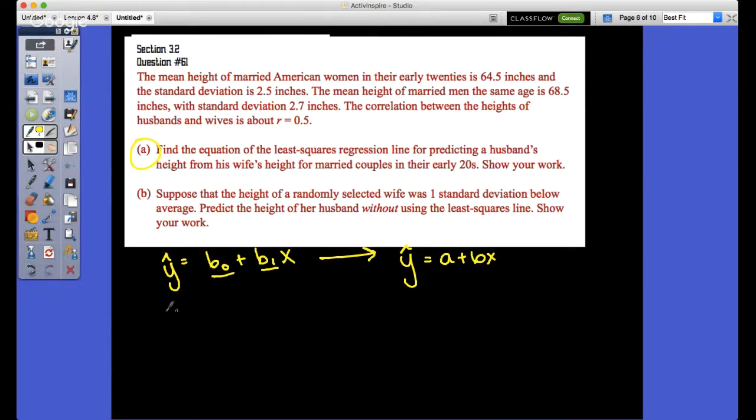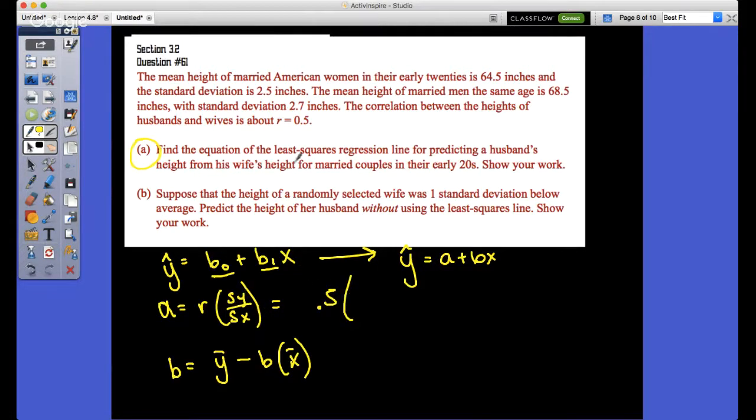Now there's 2 formulas we need here. We need the fact that b is equal to r times s of y over s of x. And we need the fact that a is equal to the mean of y minus b, which is my slope, times the mean of x. So if I were to solve this one here, r is 0.5. The standard deviation of y depends upon this. Well, we're predicting the husband's height. So the husband is the Y and the wife's is the X.